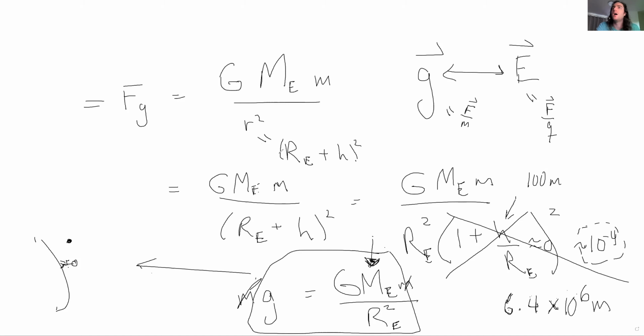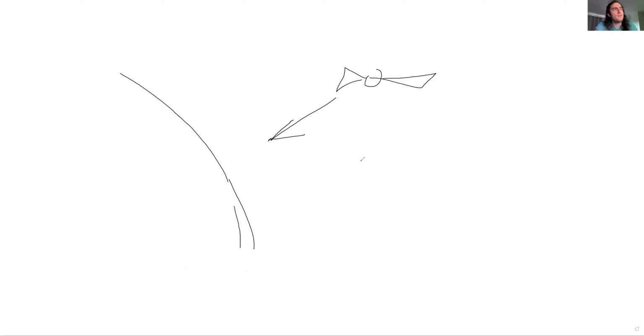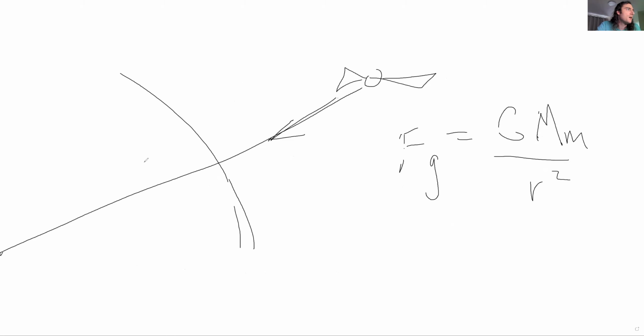Because what do we do when we calculate the orbital velocity of a satellite? We say, here's our satellite over here, and here's the Earth over here. The gravitational force on this thing is equal to G, the mass of the Earth, the mass of the satellite, divided by r squared. And r squared is the distance from the center of the Earth to the satellite.